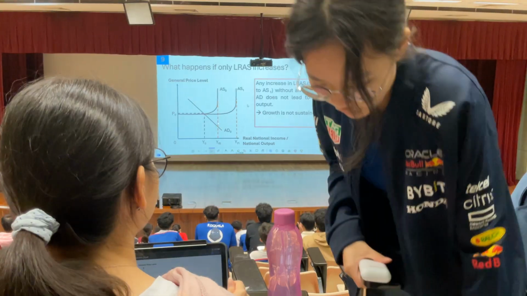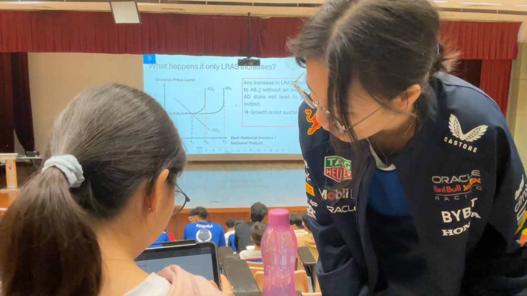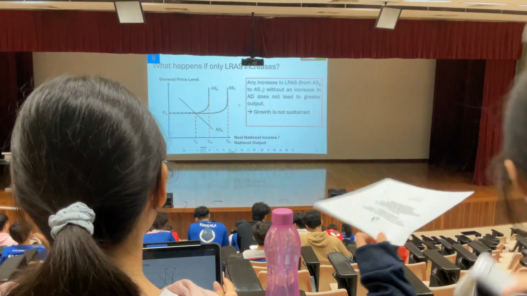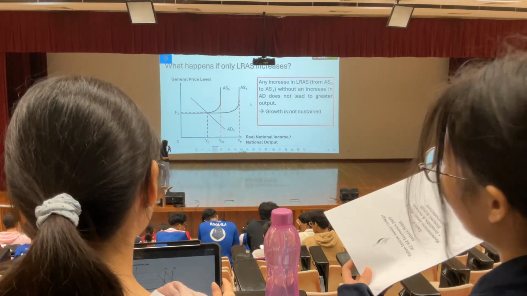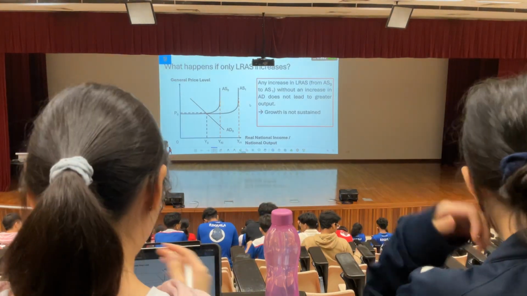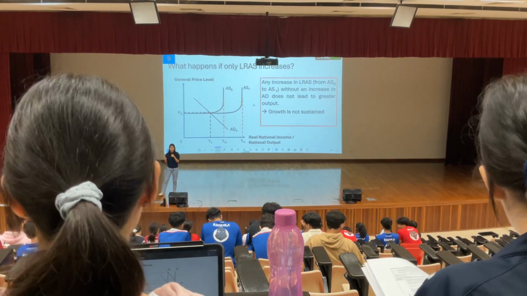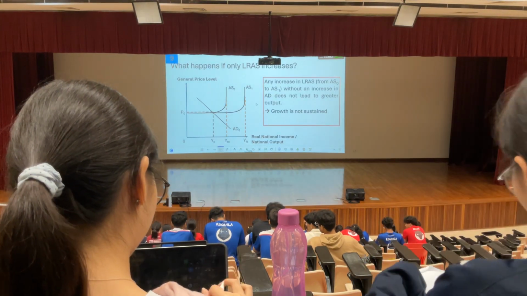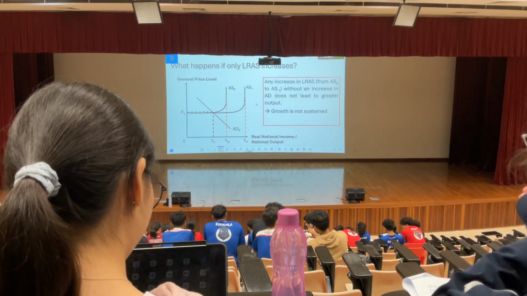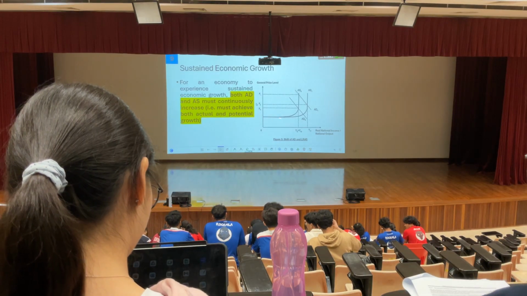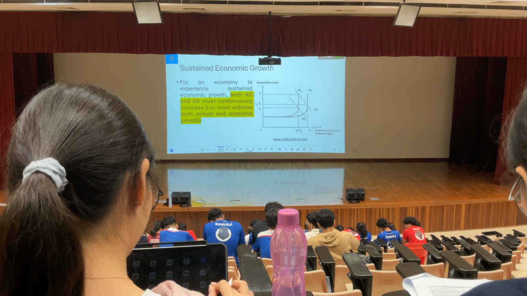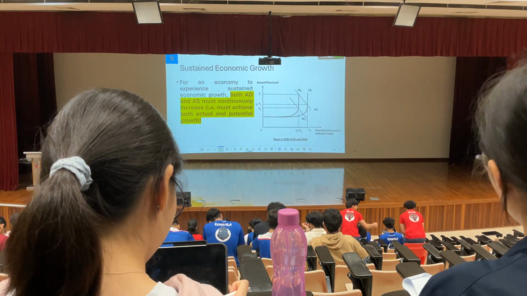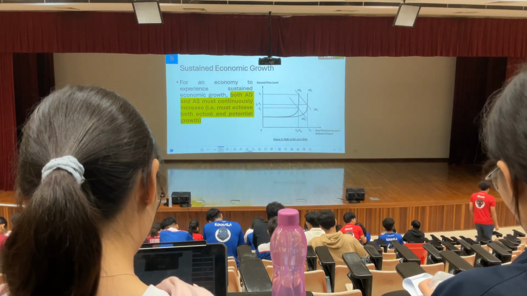AD stays the same. What do you notice? There is no increase in output. So again, here, AD no change, only increasing LRAS. There's no change in output. So again, growth is not sustained. So how do you achieve sustained growth in the long term? You must have an increase in both AD and LRAS. Both AD and LRAS must increase in tandem for you to achieve sustained growth.